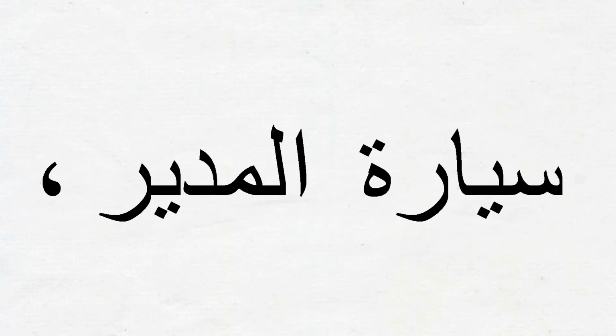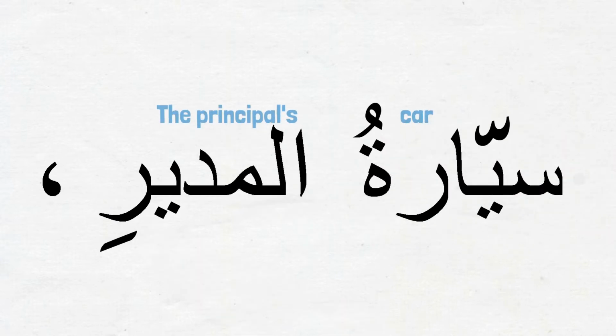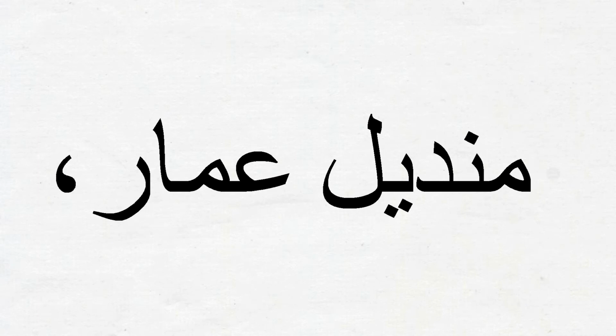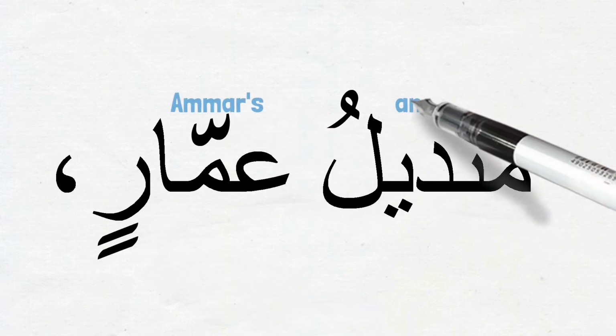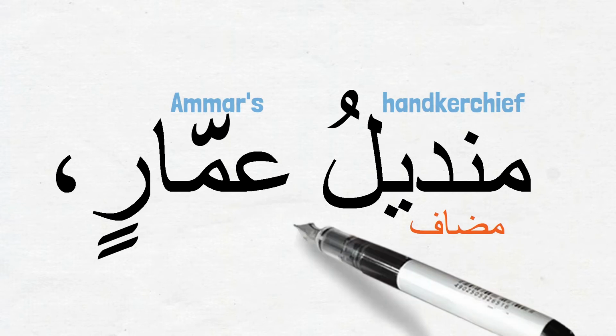Next. Sayyaratul Mudiri. The principal's car. What is al-Mudiri here? Mudaf ilayh. And Sayyaratu is mudaf. Next one. Mindilu Ammarin. Ammar's handkerchief. Mindilu is mudaf. Keep in mind that it has no al article or tanween ending. And Ammarin is majrur because it is mudaf ilayh.